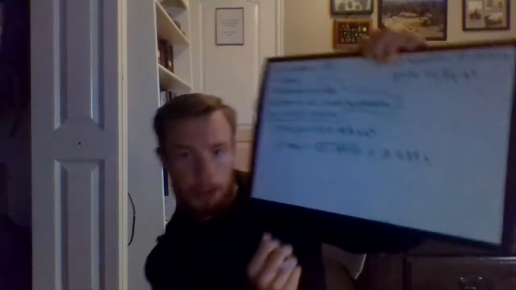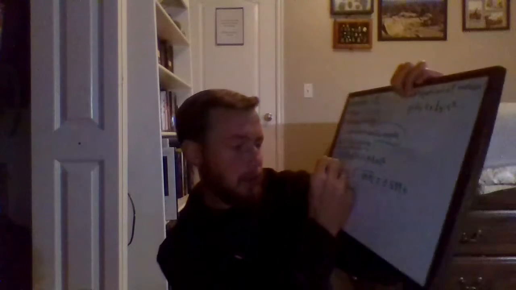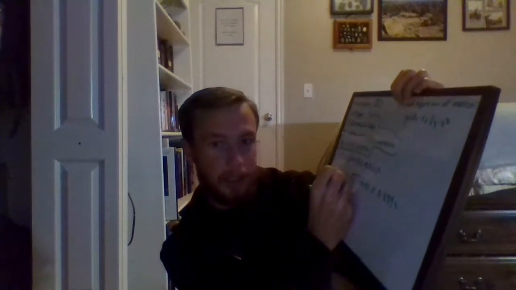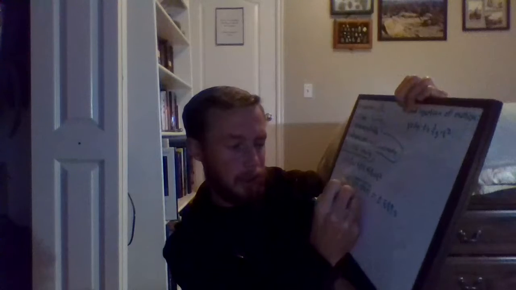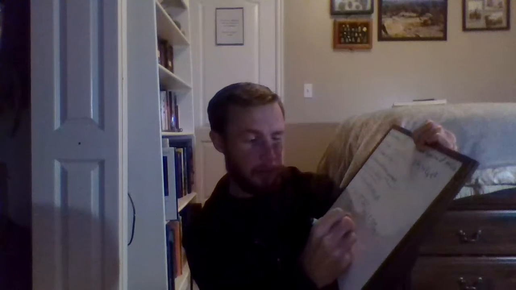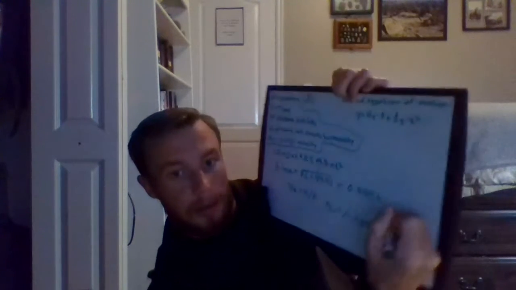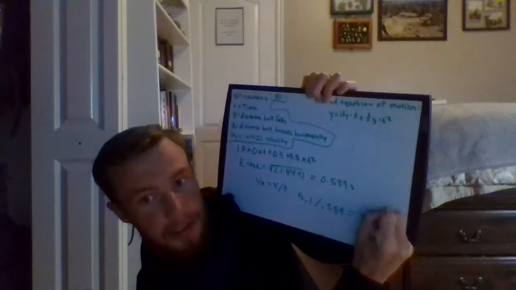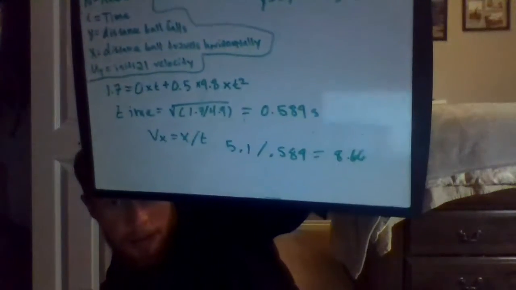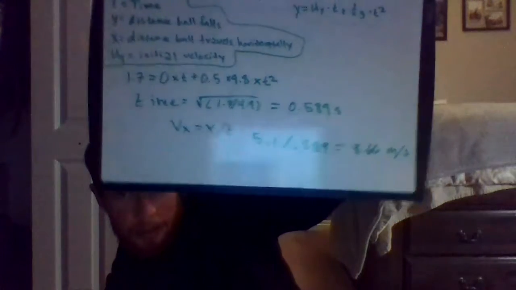So the horizontal velocity is going to equal v of x equals x over time. Since we have that now, we can plug that in: 5.1 divided by 0.589. That equals 8.66 meters per second. Okay.